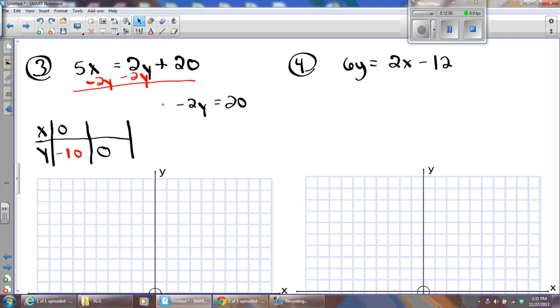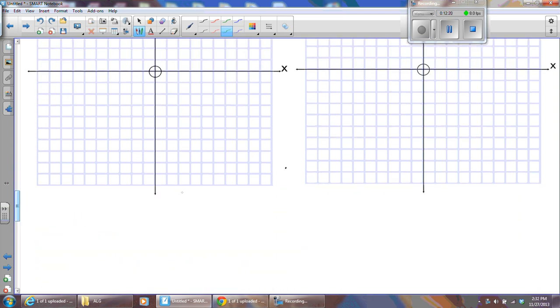Now, to do the x-intercept, I'll cover up the other one. There we go. And so I have the equation 5x equals 20. Well, if I divide both sides by 5, I get x equals 4. There are my two intercepts, 0, negative 10, which is down here, and then 4, 0, 1, 2, 3, 4.